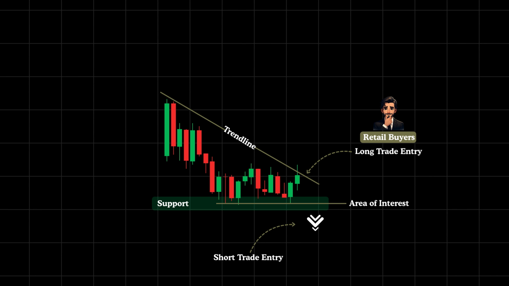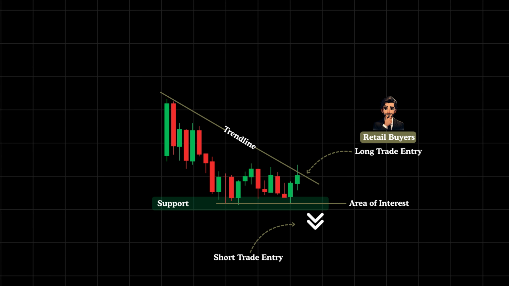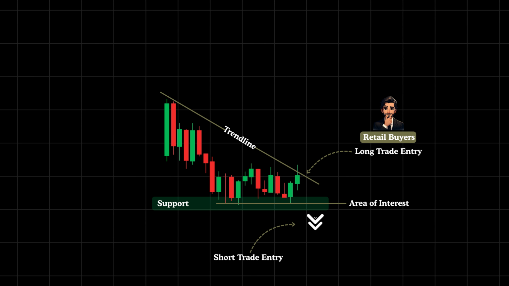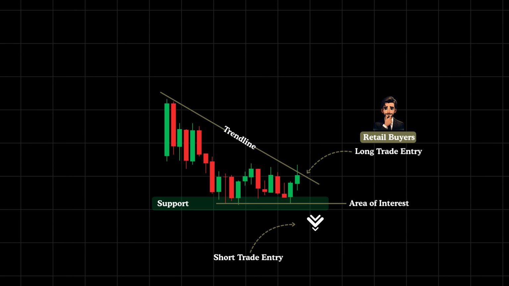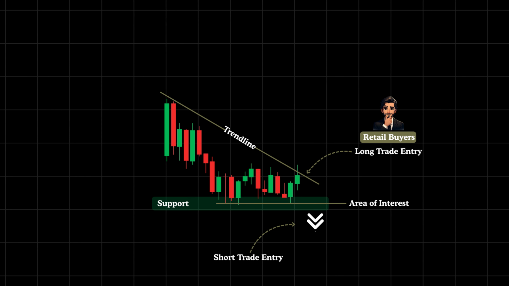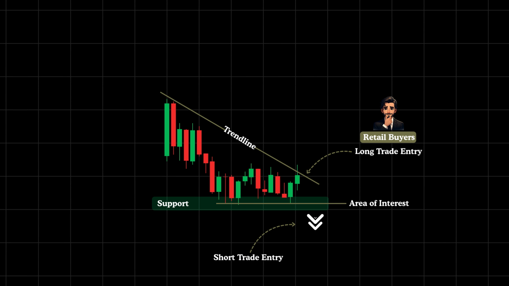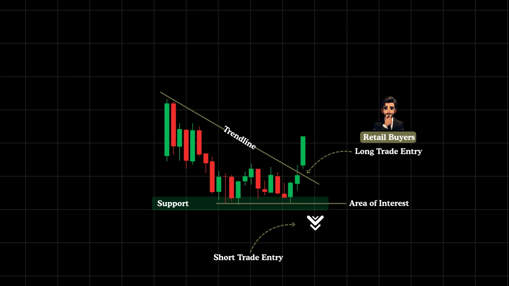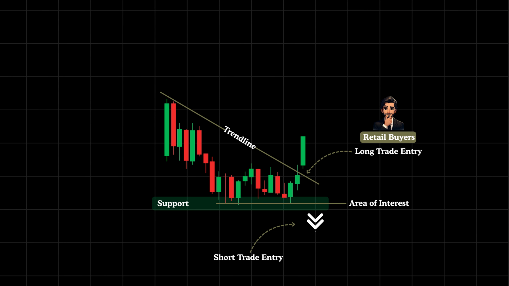Since such levels hold psychological significance for small traders, they tend to trade aggressively at these points. Therefore, whenever equal highs or lows, support and resistance levels, or supply and demand zones appear on the chart, you must trade cautiously. Avoid entering a position until the price confirms a strong breakout and sustains above or below that level in a clear direction. There is no need to force entries.